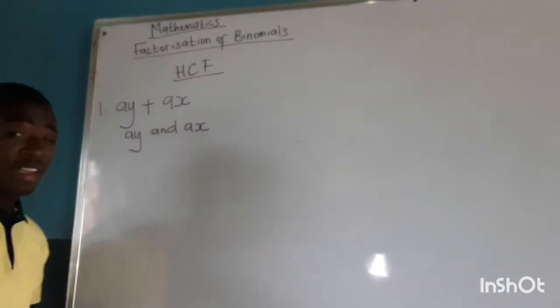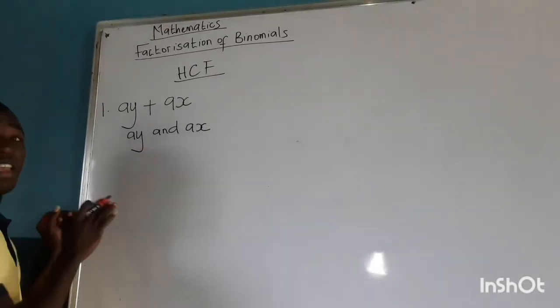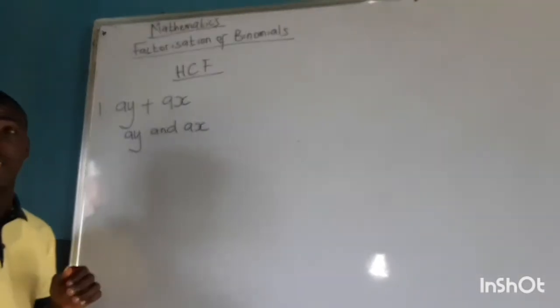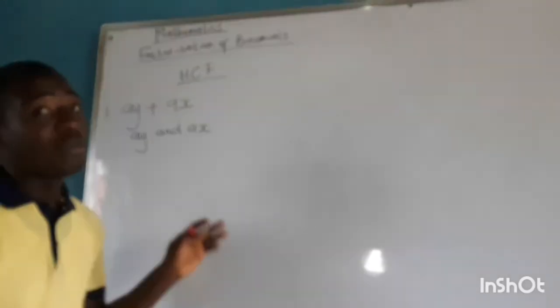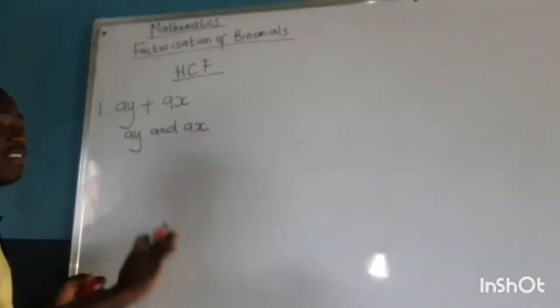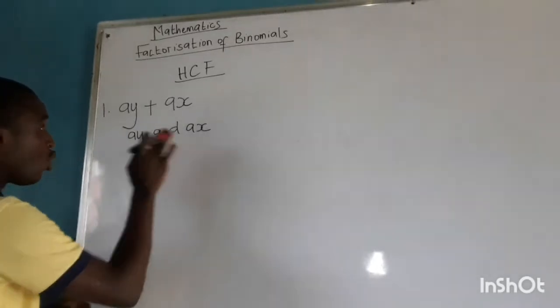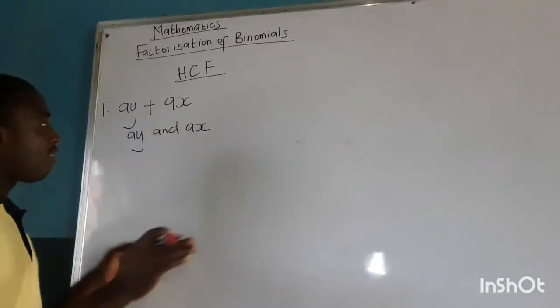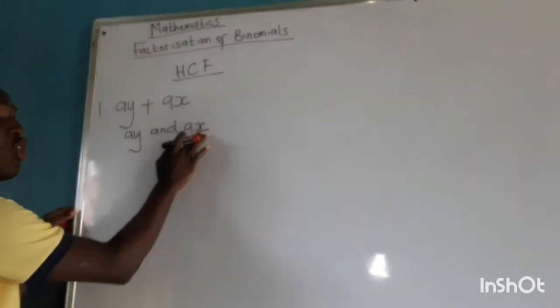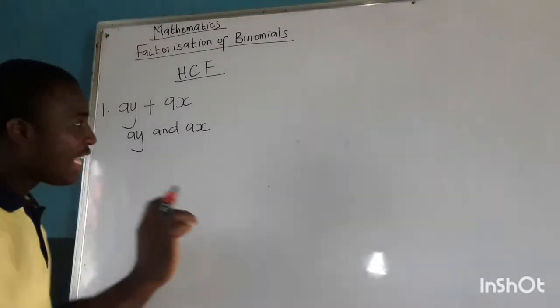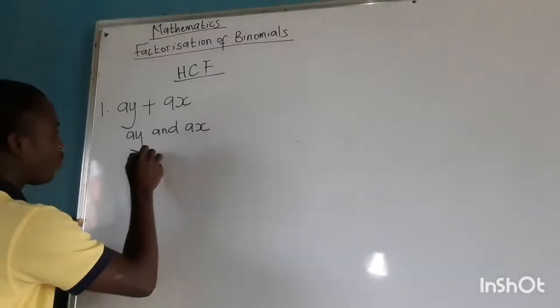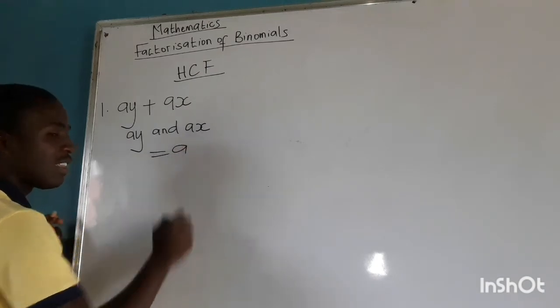For this one, it is very easy. HCF just means say wetin you dey see here, wey you also dey see for here, na that thing na be HCF. E dey very easy when they are just letters. You dey see A here, you also dey see A here. So A na the HCF of these two. So you get just A.